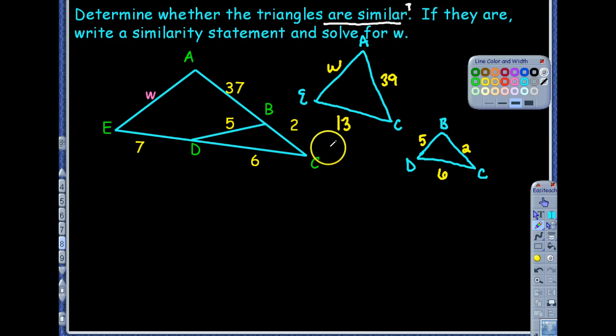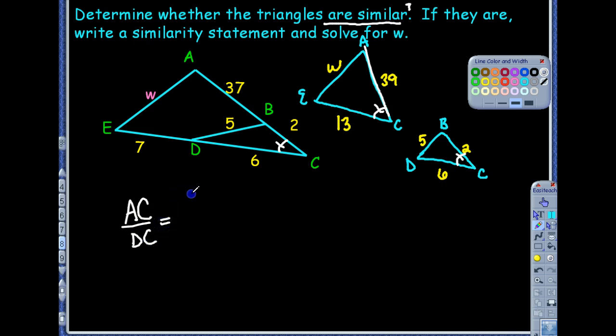I noticed that they both have angle C in common. So those would be congruent, because it's the exact same angle. Then let's talk about the sides that surround that angle, because it has to be an included angle. Again, I've got to match up corresponding sides. In the larger triangle, AC is the longer of the two sides that surround it, and I'm going to compare it to DC, which is the longer of the two sides.